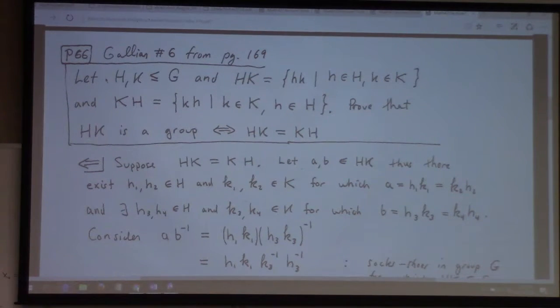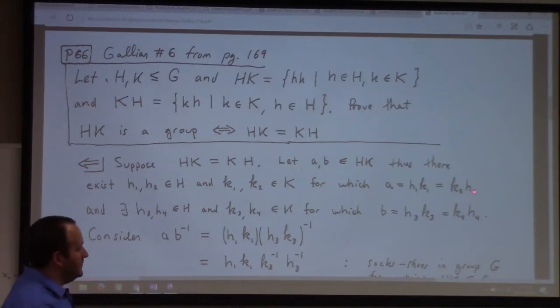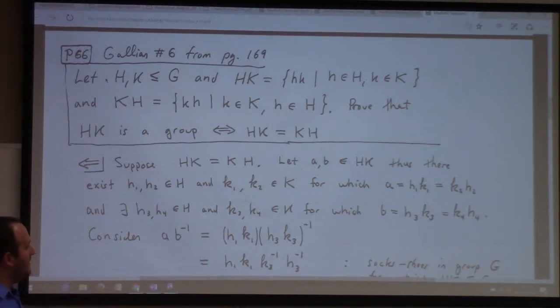Supposed to be K1, H1 there? Here? No, not at all. They don't have to be the same elements. The sets are the same, but the representation of a particular element we shouldn't assume is the same. No, not at all.